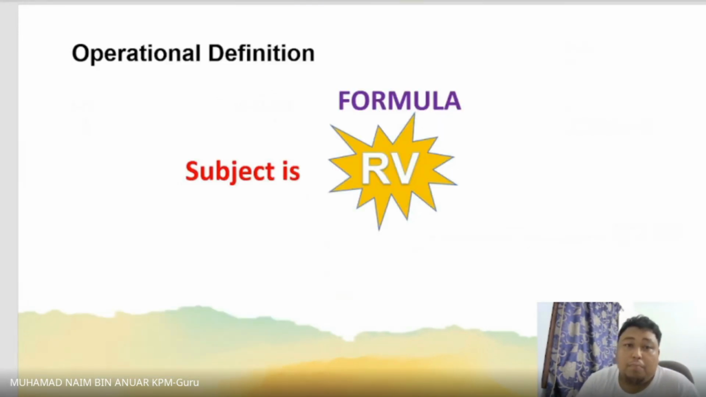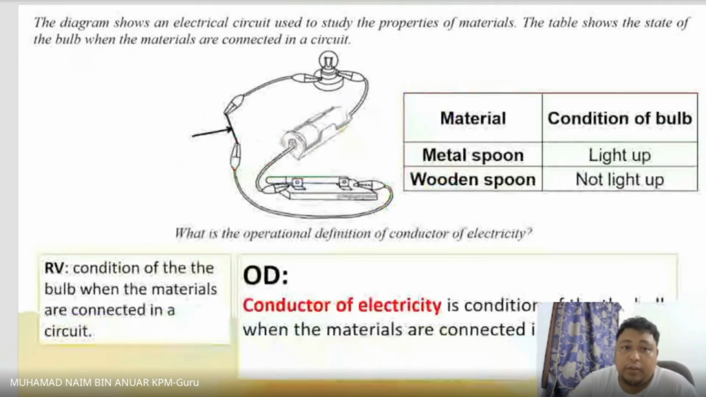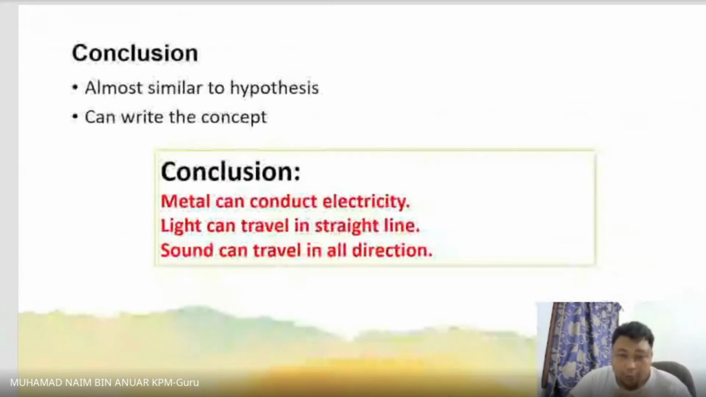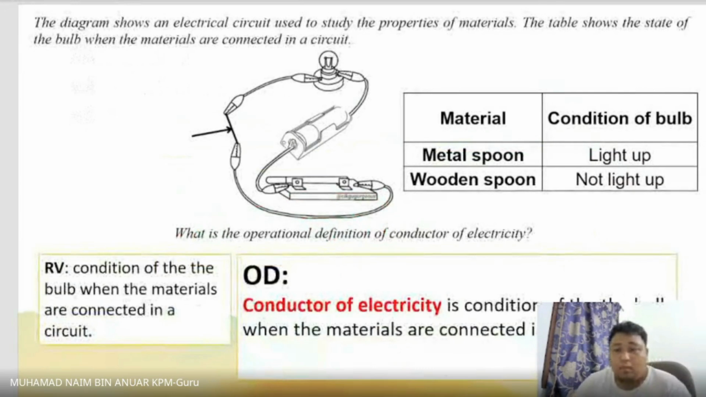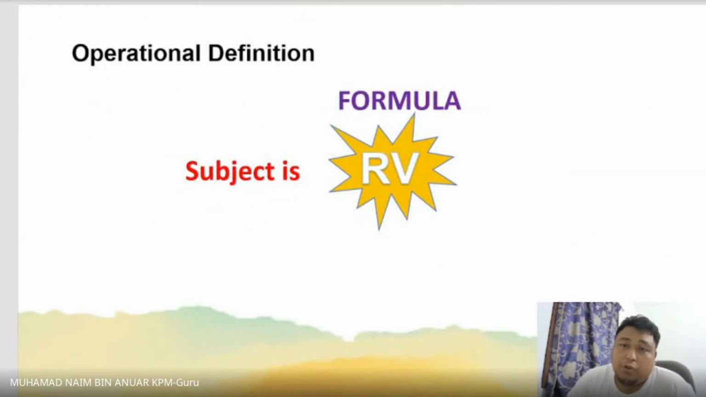Next, operational definition. For operational definition, I'm going to skip this. We're going to do it together in the class. I have a set of questions, but now it's 9:50 already. If you do the questions, we don't have time to discuss. Don't worry, I'm going to teach everyone to do this, because it's important for everyone to know about this.